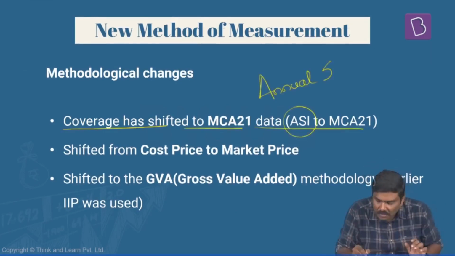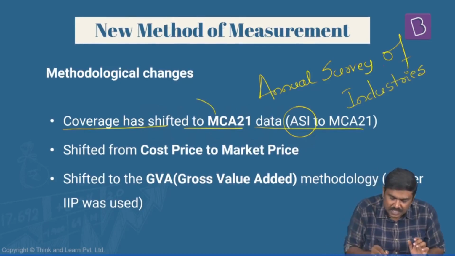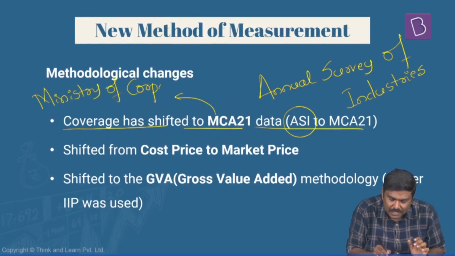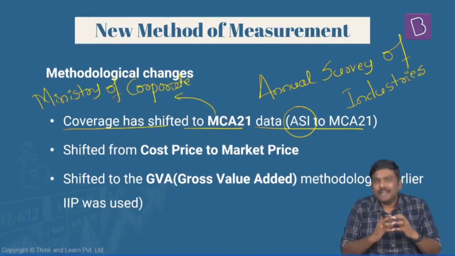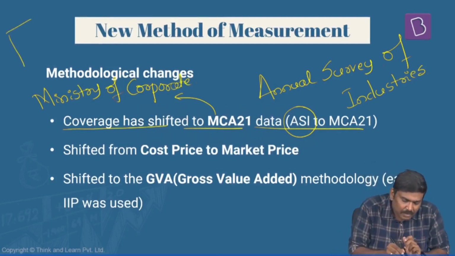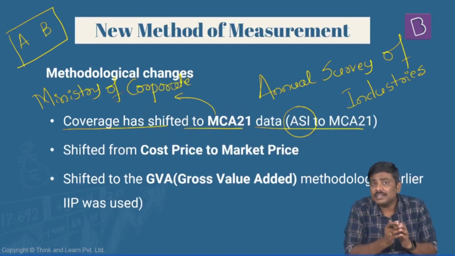First, understand this. Coverage has been shifted from ASI, Annual Survey of Industries, to MCA 21. MCA stands for Ministry of Corporate Affairs. Now, what do you mean by this? Let me give a simple example here. We are calculating GDP through the production method. Now, imagine this is the economy and there are two companies, A and B. Okay, I'm taking a very simple example.